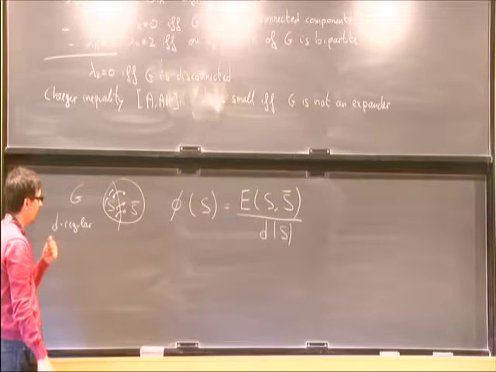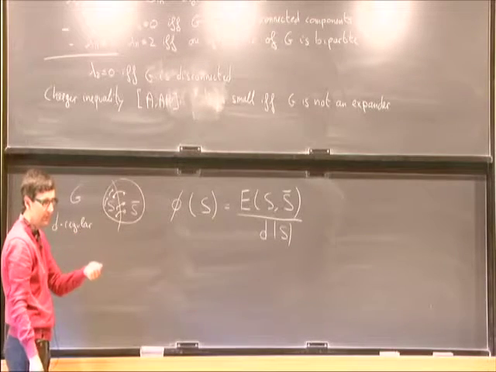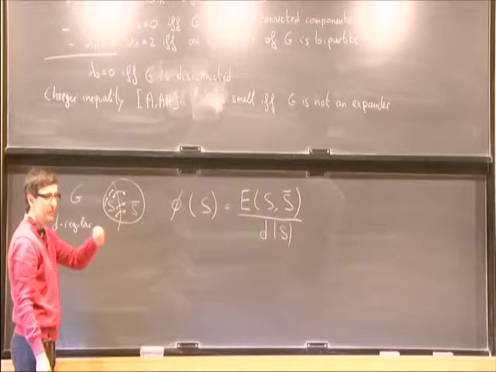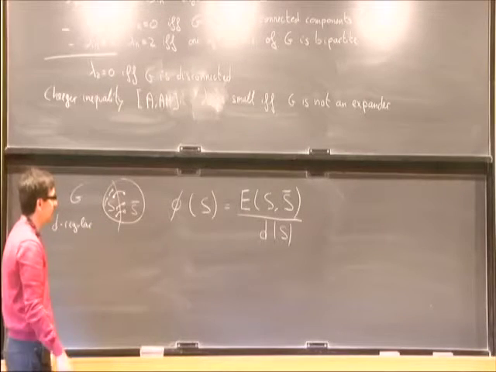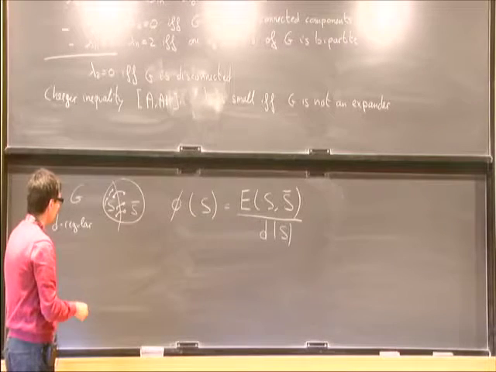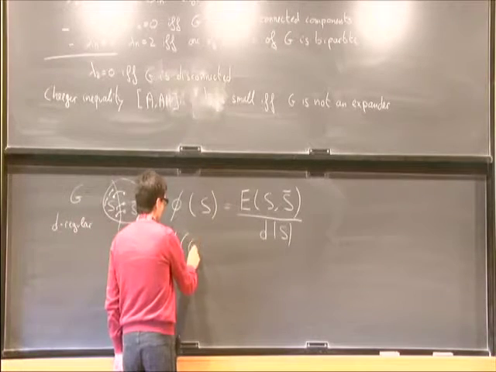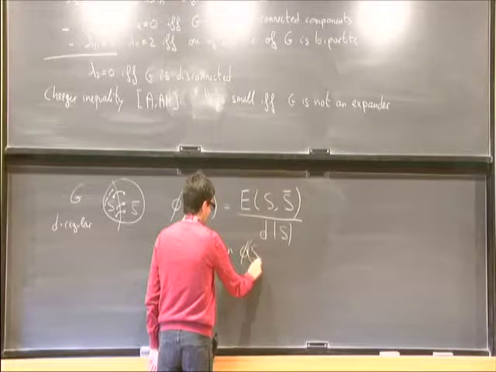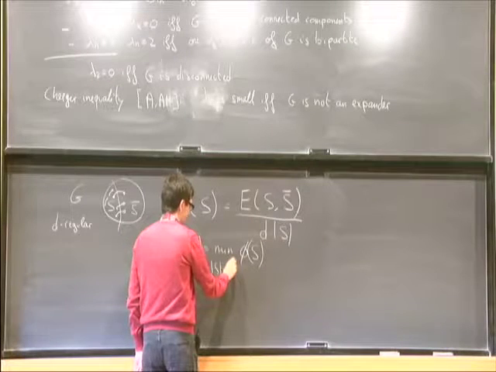Another way to think about it is that if we pick a random element of S and then we move to a random neighbor, this is the probability that this random neighbor will be outside of S. So it's the probability of leaving S in a random walk conditioned on starting in S. Okay, and then the expansion of a graph is the minimum of this quantity over all sets of vertices of size less than half the total.